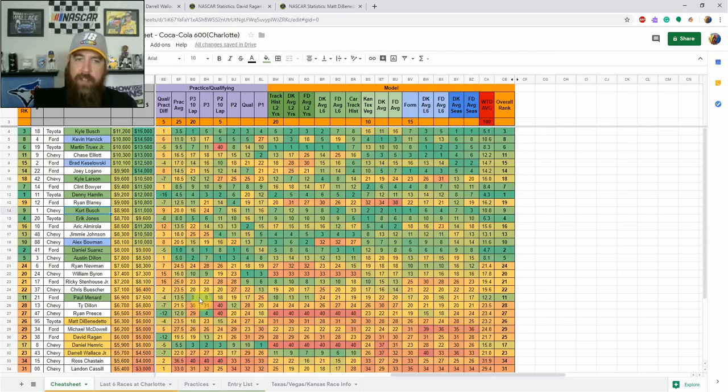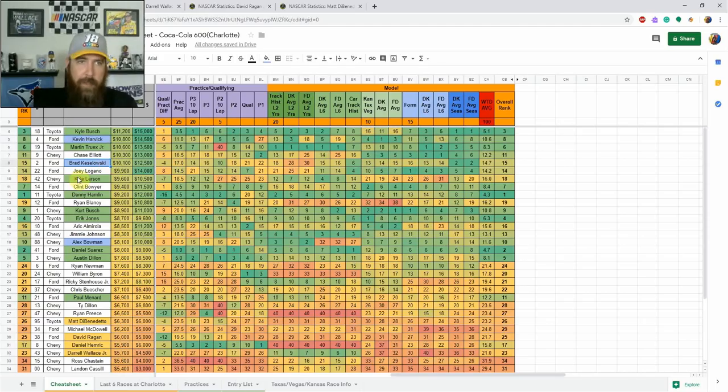Paul Menard starting 17th, showed top 10 speed in final practice. Really good price in the sub 7K range on DraftKings, 7,500 on FanDuel. And then GPP plays up top here in blue are going to be Kevin Harvick. They're also a very strong team. Should be able to figure it out. He's been strong here. He's led laps here, won races here. So definitely looking at him.